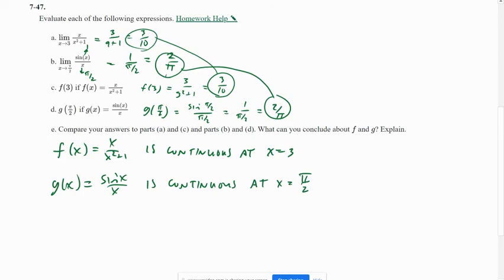And the reason is because if the limit is equal to the value of the function, by definition, that's how we define continuity. So if the limit is the same as the value of the function, then it's continuous at that x value. So both of these functions are continuous, the first one at 3 and the second one at pi over 2.